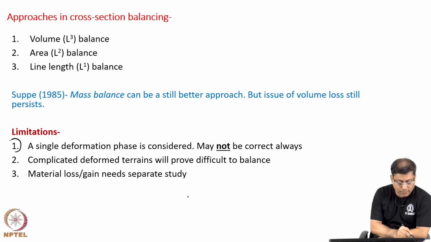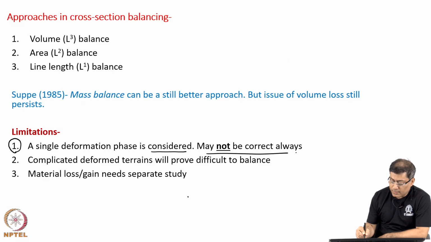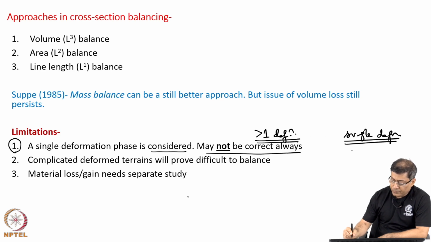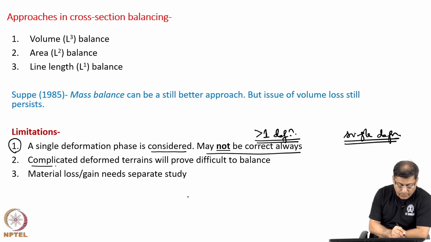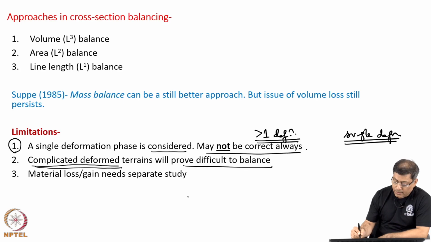We almost always consider a single deformation that has produced a deformed feature, but this may not always be correct. There can be more than one deformation, but it is complicated and the geologist works it out as a single deformation, and based on this idea we try to do a restoration, and this restoration can be wrong. The terrain which is very complicatedly deformed will be difficult to balance. It is coming from statement 1 itself, and statement 3 I have already explained.